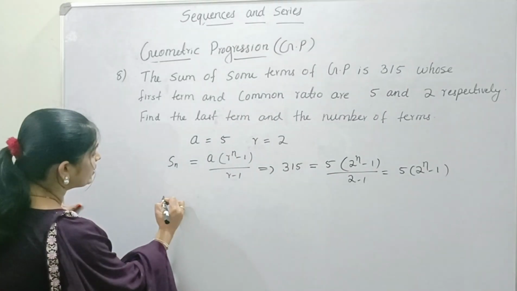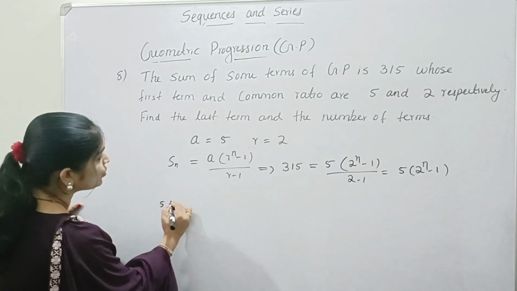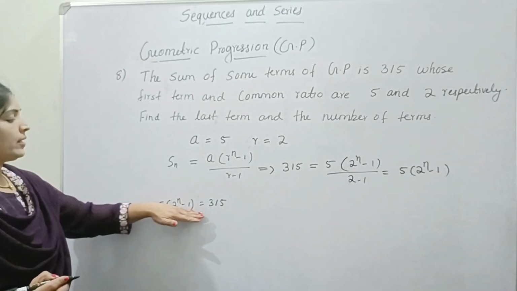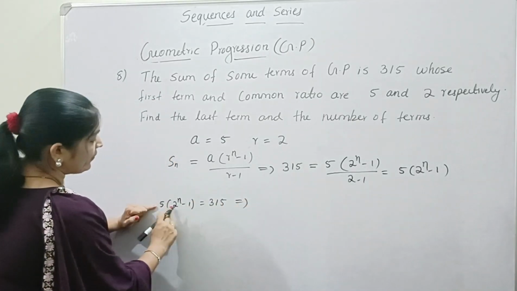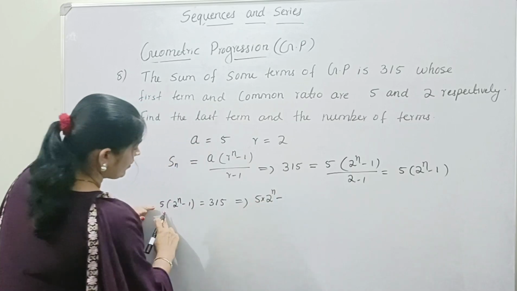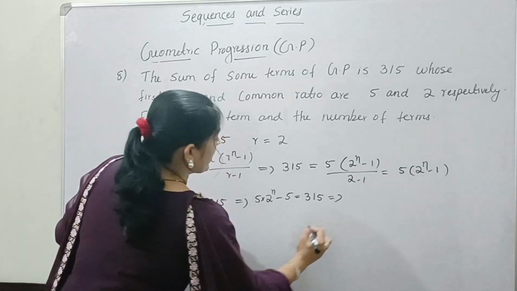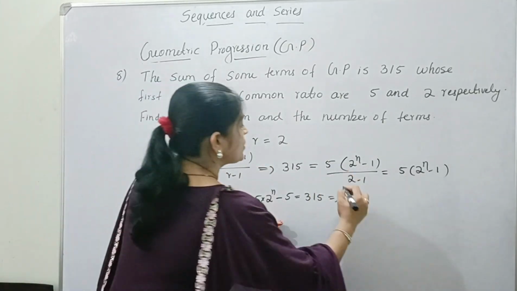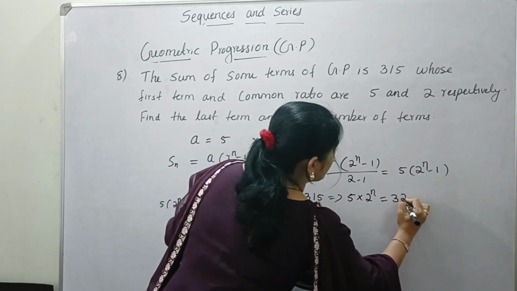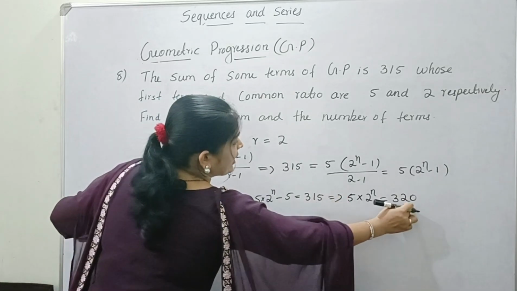Now see here we have got 5 into 2 raised to n minus 1 is equal to 315, isn't it? So let us simplify. 5 into 2 raised to n minus 5 is equal to 315. That implies, take minus 5 to the right side, so it becomes 5 into 2 raised to n is equal to 320. Then that implies 2 raised to n is equal to, take 5 to the right side.